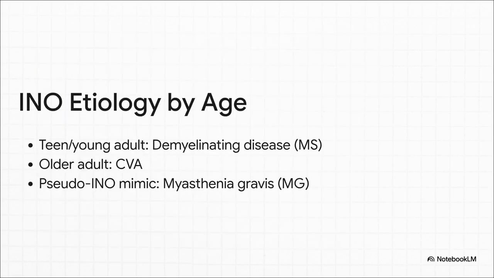Now, for your board preps and everyday clinical practice, you need to lock in this age-based differential trap. If you see an INO in a teenager or young adult, you should heavily suspect a demyelinating disease like multiple sclerosis. If you see it in a 75-year-old, it is most likely an ischemic stroke. And always remember the great mimic, myasthenia gravis. This deserves significant weight on your exams. Because myasthenia acts at the neuromuscular junction, it can mimic absolutely any pupil-sparing motility disorder, including an INO. Keep it on every single differential.